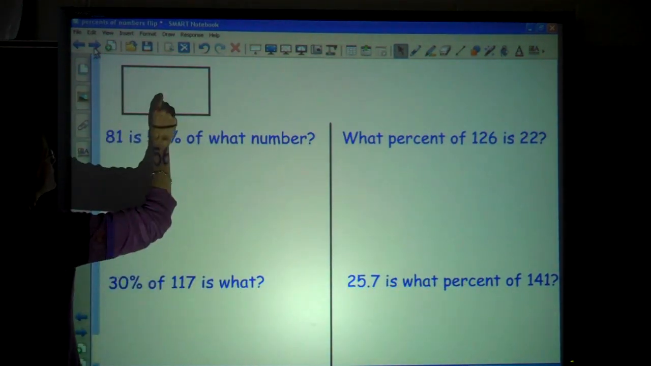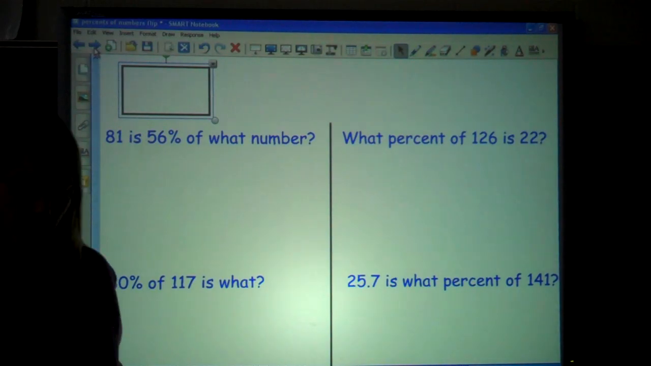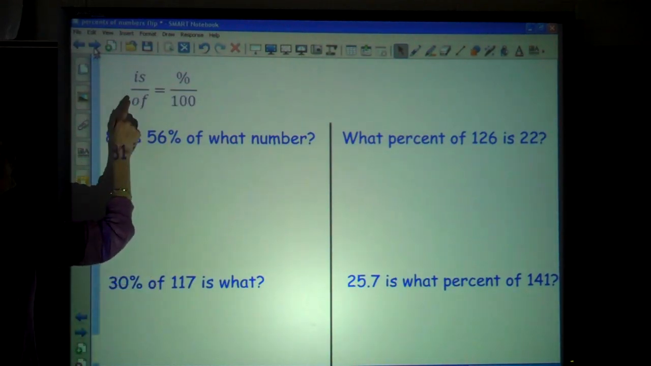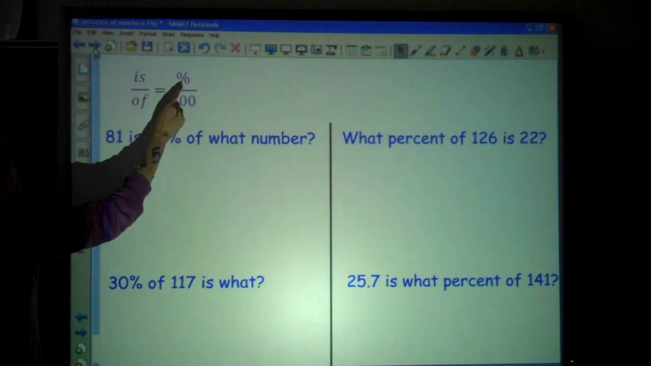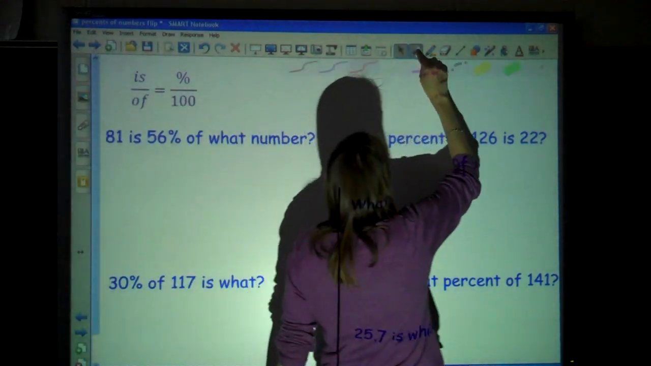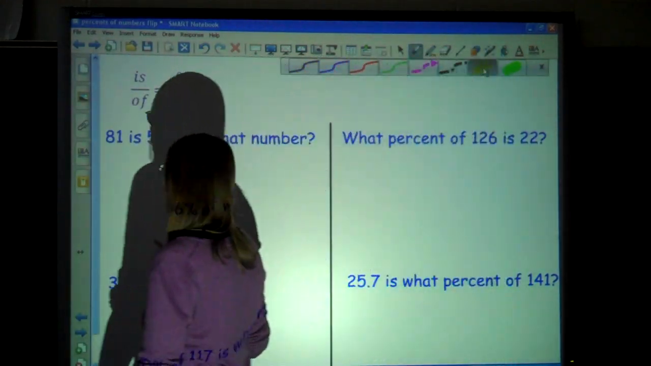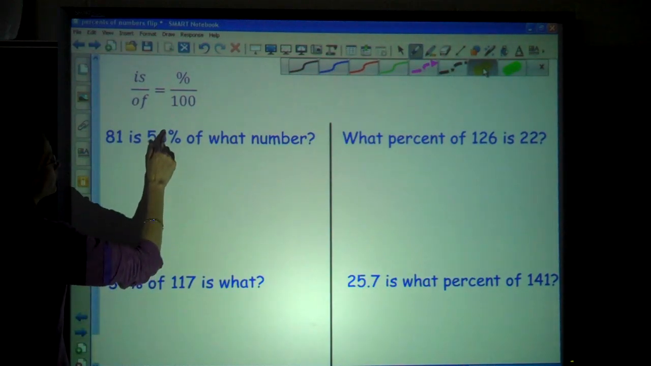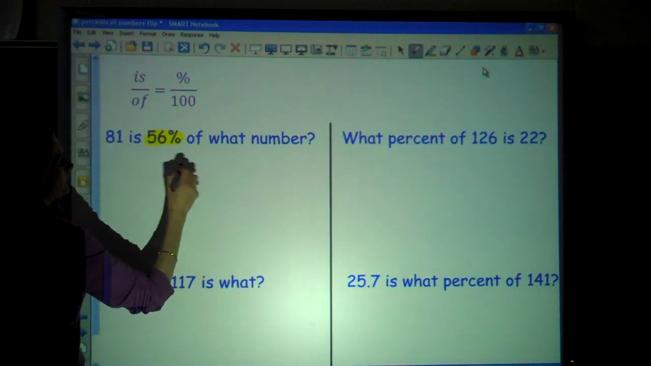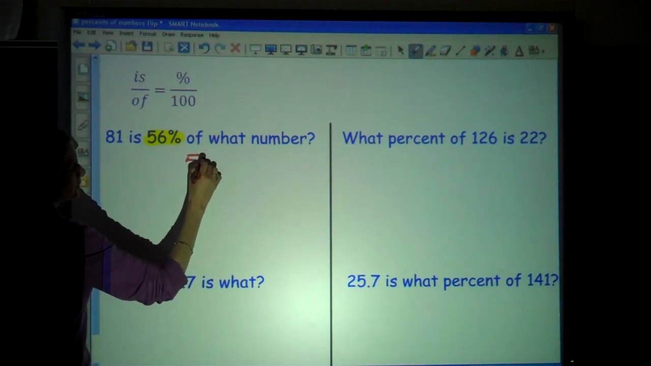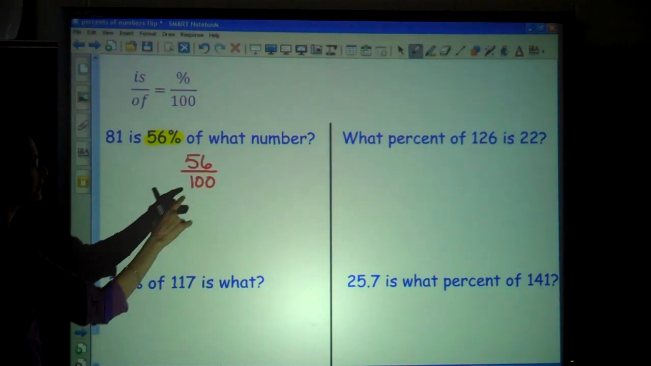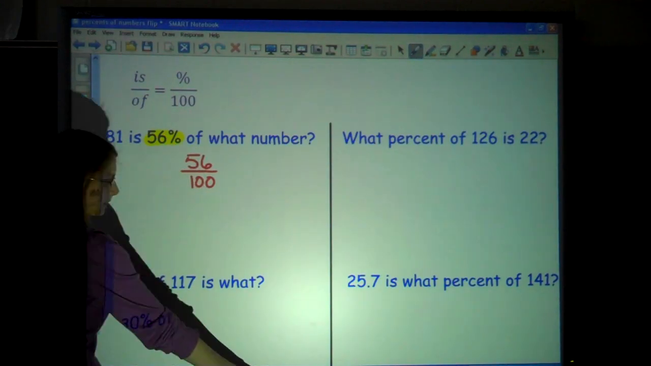And we're going to use this little tool right here to help us set up our proportions today. So please write that down in the box. Is over of is equal to percent over 100. And what I like to do when I'm working with problems that are written like this is I find my percent first, because it's always the number with the percent symbol next to it. So our first one, we have 56%. So 56% means 56 out of 100. We do not put the percent symbol because we have the 100 under it.